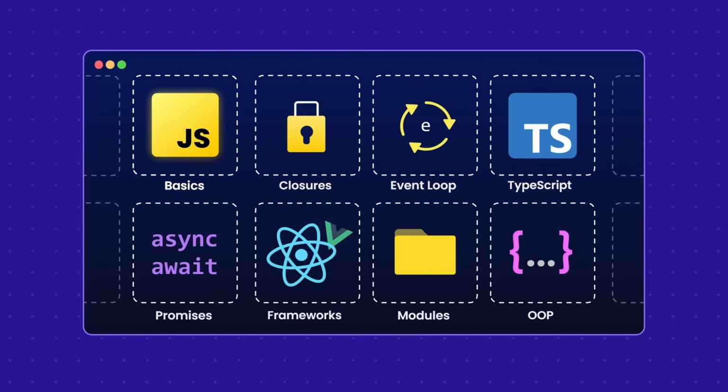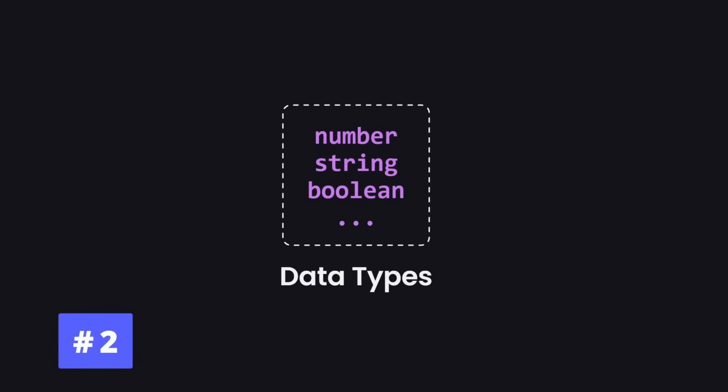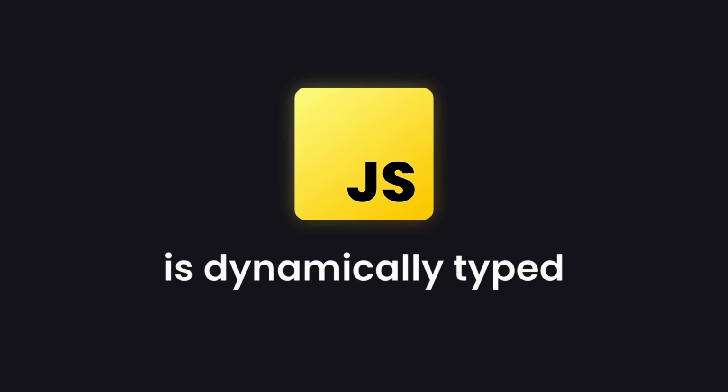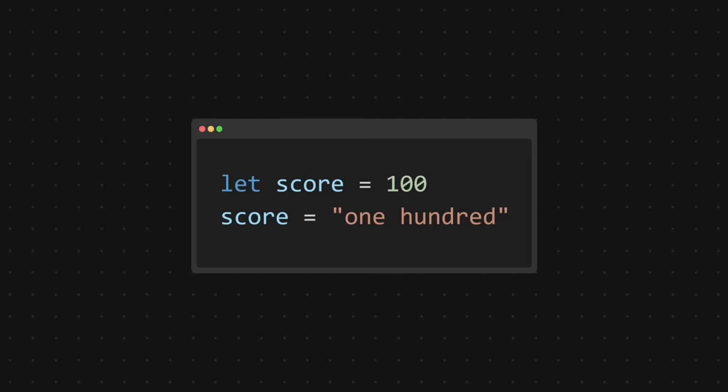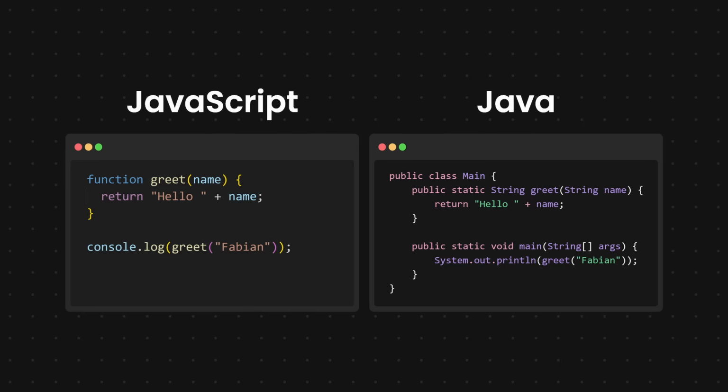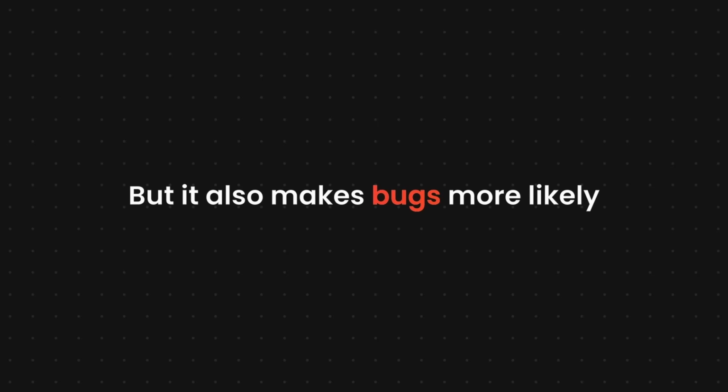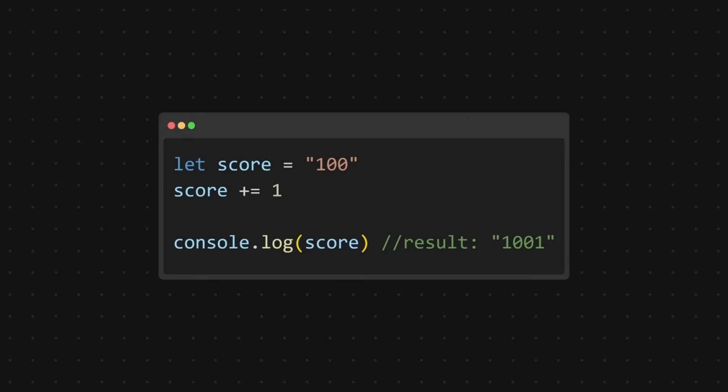Much more important in the JavaScript basics are the things that are fundamentally different to other programming languages. Unique JavaScript concepts. And the first one would be how JavaScript handles data types. JavaScript is dynamically typed. That means you don't lock in a type up front. A variable can start as a number and later become a string. That makes JavaScript feel fast and flexible, because you can write code without a whole lot of setup. But it also makes bugs more likely. Sometimes a value isn't the type you expected, and you only notice once the code runs.